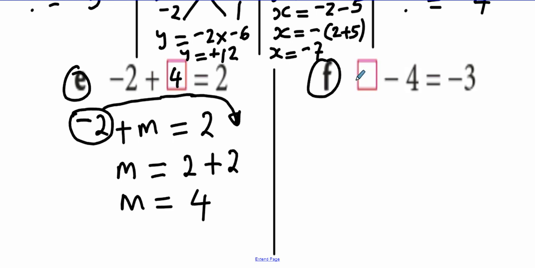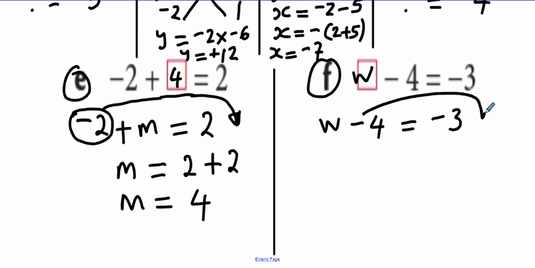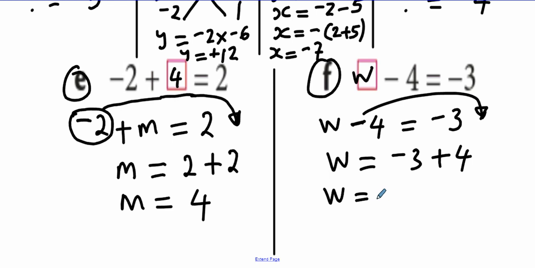Consider the missing number as a letter, call it, say, W. Any letter you're comfortable with, you can use that. So this will be W minus 4 equals to -3. So I'm looking for how much W is. So -4 will be transferred on the other side, leaving W exposed like so. This will be -3 plus 4. Why? Because this is negative. As it moves on the other side, it becomes positive. So the missing number, which is W, will be negative 3 plus 4.